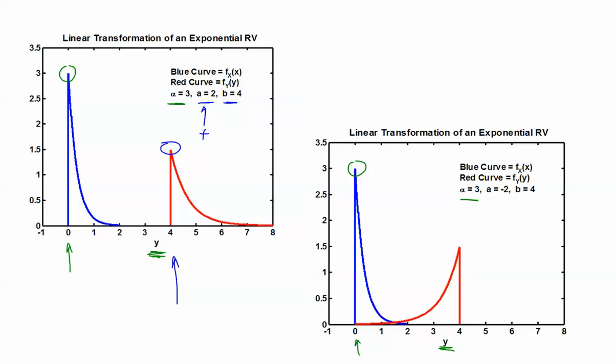On the lower right hand side, still we're dividing by 2, but a is negative. My offset for my linear transformation is still 4. In this case, because of the reversal of that step function, my transformed random variable ends at 4, and the peak is 3 divided by 2, or 1.5. Okay? All right.